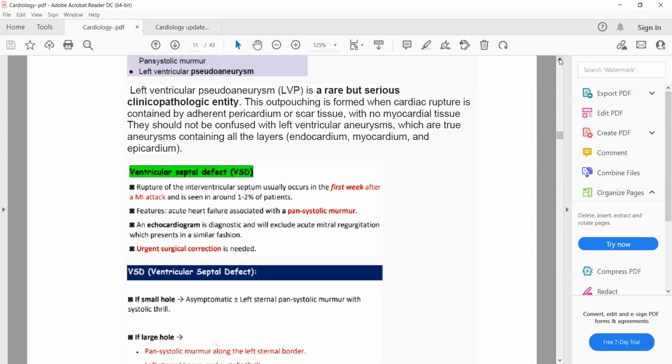So, if a person presents to you with the signs and symptoms of acute heart failure 1 to 2 weeks after MI, then you will think of two things: ventricular septal defect and mitral regurgitation. Both of them can cause the features of acute heart failure, and both of them will result in a pansystolic murmur. There will be a murmur throughout the systole, which is called pansystolic murmur.